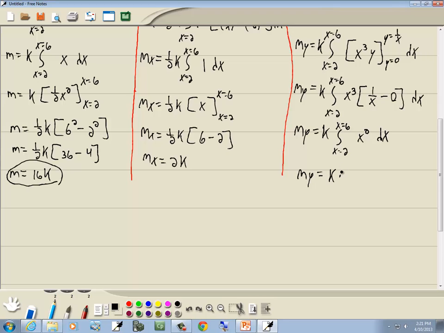K stays out in front. X squared, add 1 to your power, divide by new power. So we got 1/3 x to the third, from x equals 2 to x equals 6. Put the 1/3 out in front, so we got 1/3 k. And now I'm going to plug in the 6 for the x. So we got 6 to the third minus, I'll plug 2 in for the x. So we got 2 to the third.